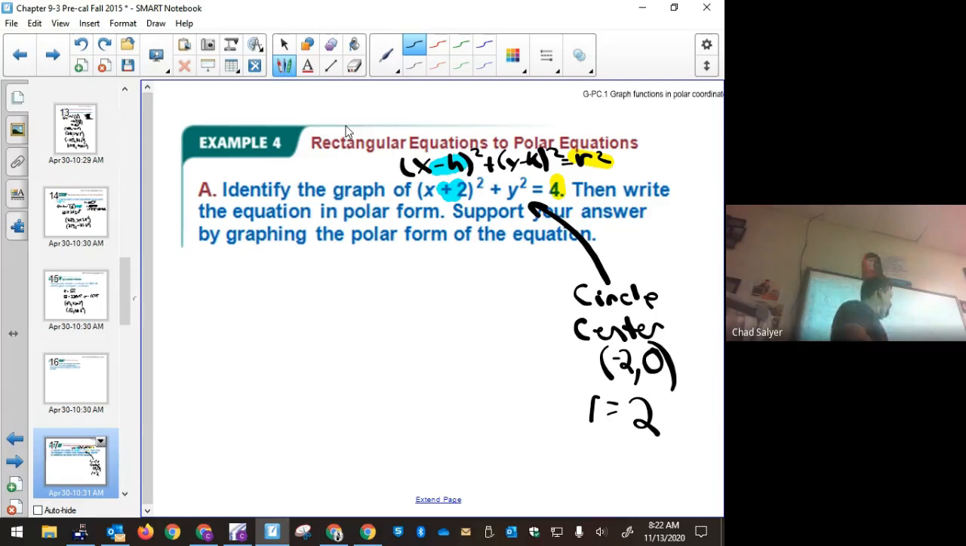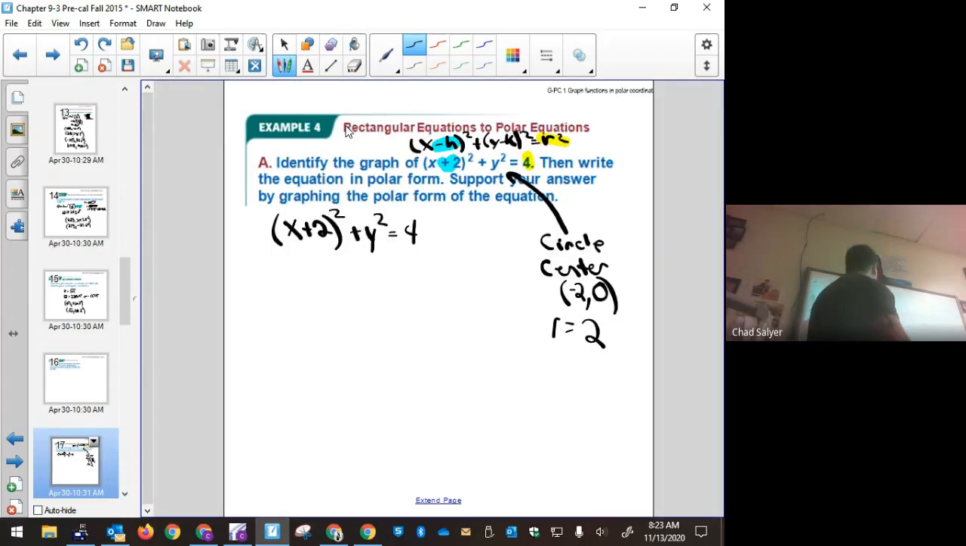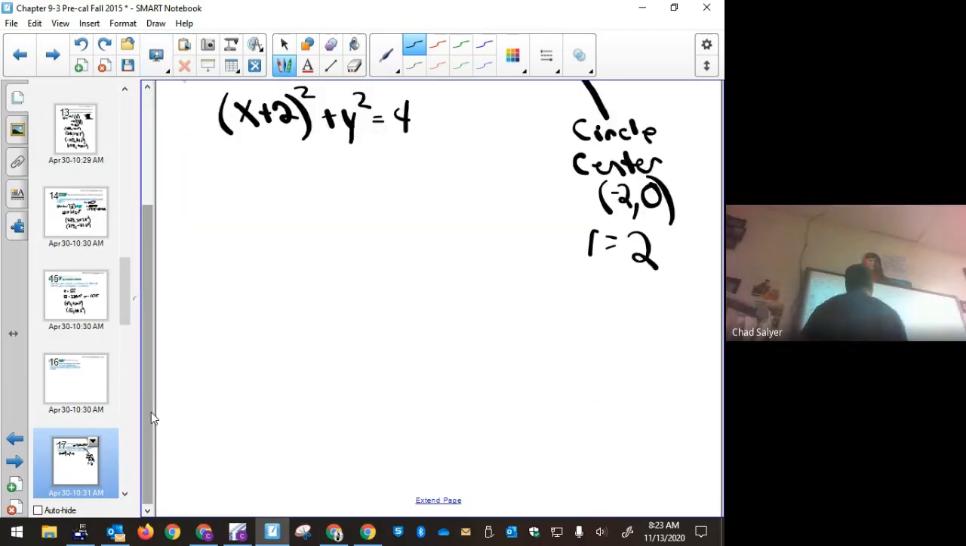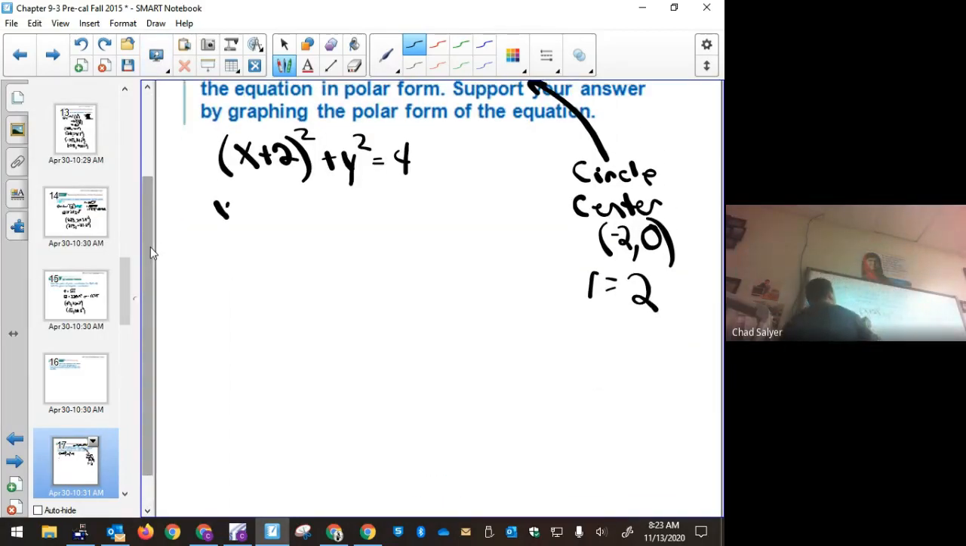Okay, so we identified it as a circle with this center and this radius. Write the equation in polar form. So this is where it gets kind of tricky algebraically. Chapter 9 has been very easy on you algebraically so far, but this is an exception to that trend. So what we're going to do is let x equal r cosine theta and y equal r sine theta. We're going to work it out and see what happens.